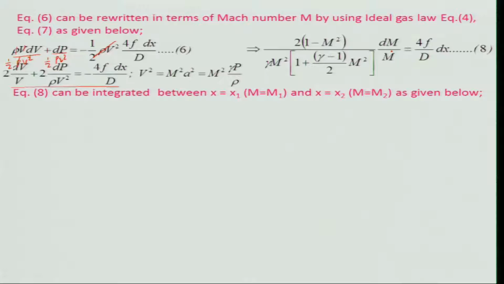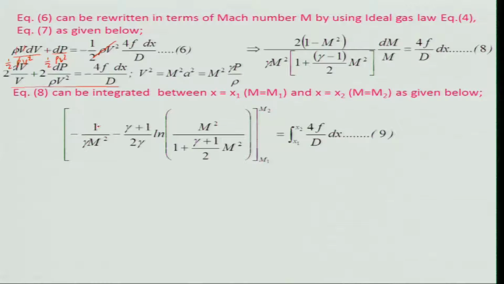Then equation 8 can be integrated between x = x1 and x = x2, because we have taken a dx, and between the Mach numbers M1 and M2. We can express this as −1/(γM²) − ((γ + 1)/(2γ)) ln(M²/(1 + ((γ + 1)/2)M²)), between M1 and M2, and of course the right-hand side is simply kept as it is, that is 4f/d dx from x1 to x2.